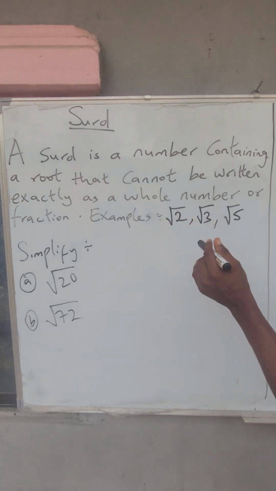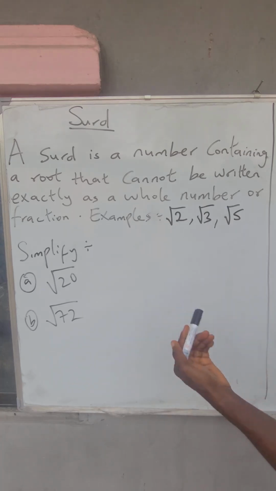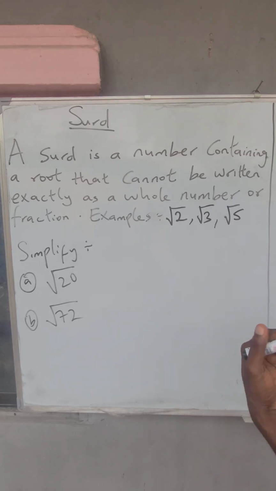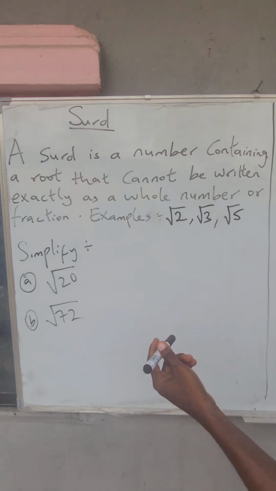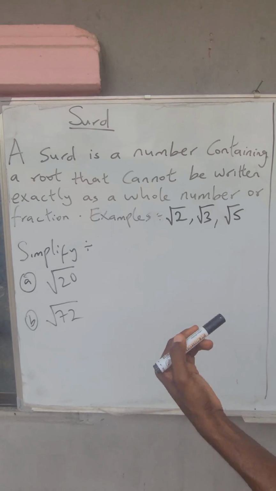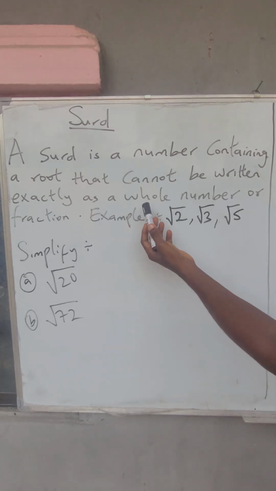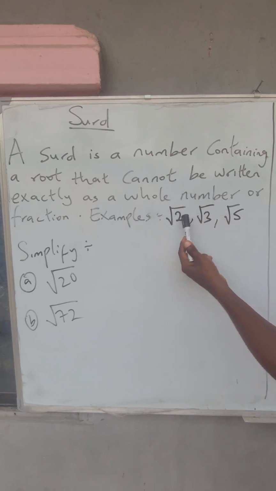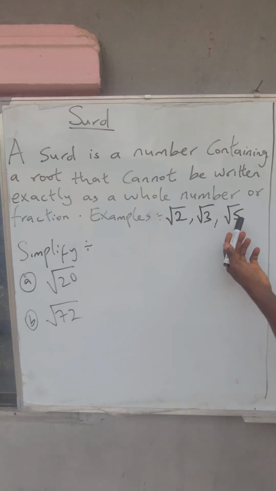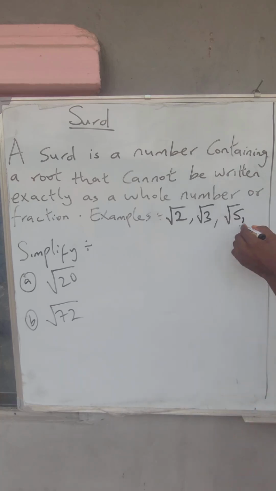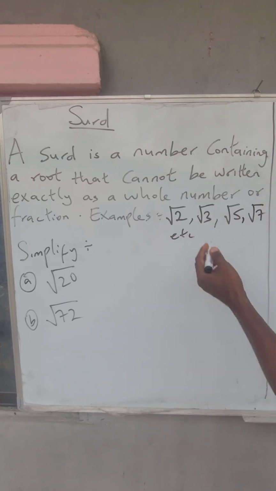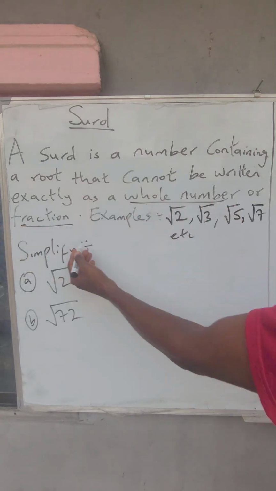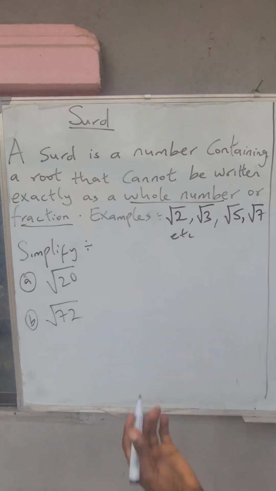Okay, so examples of surds, we have root 2. If you press root 2, you have a value 1.414213. You see those set of numbers, you cannot express them as a fraction. So a number that you cannot express as a fraction or whole number is called a surd. So think of another number. We have root 2, we have root 3, we have root 5, there are lots of them. We have root 7, etc. So think of other numbers that you cannot express as a whole number or fraction, then we call them surds.